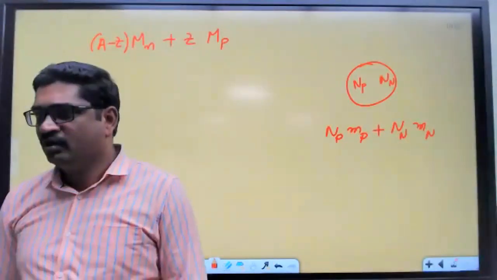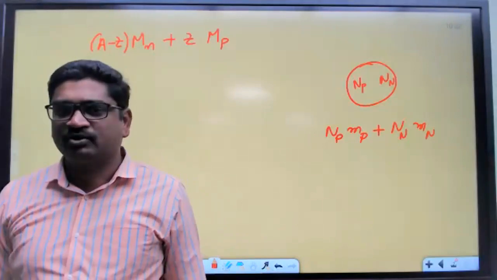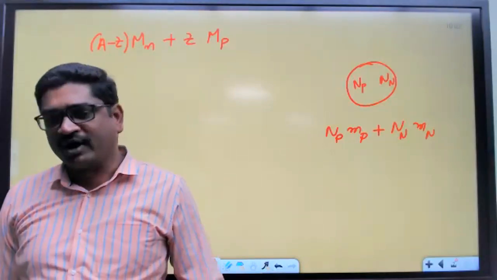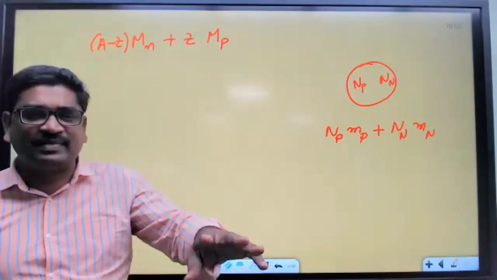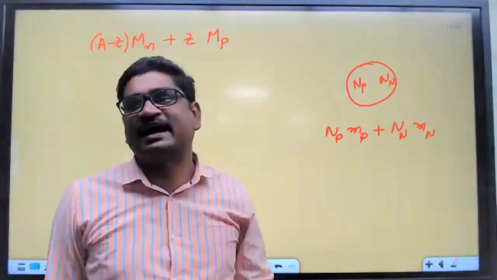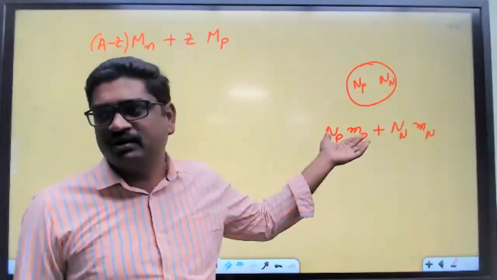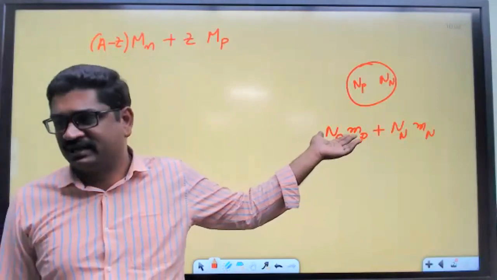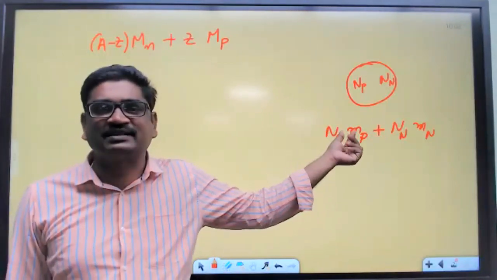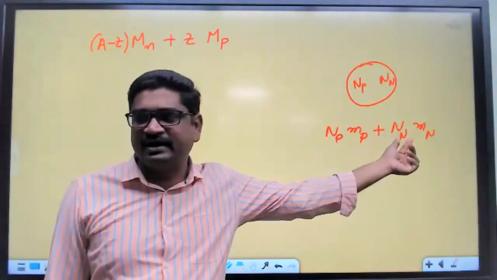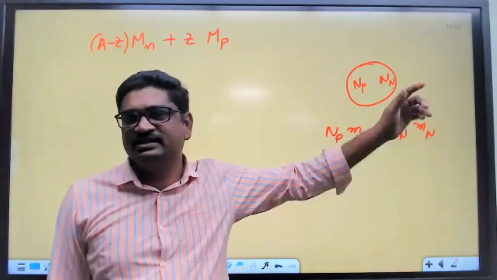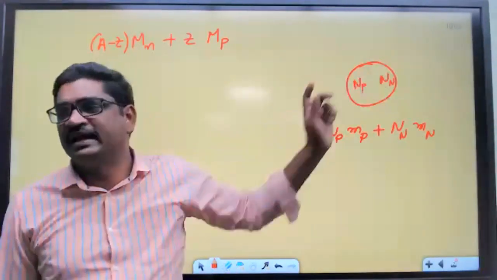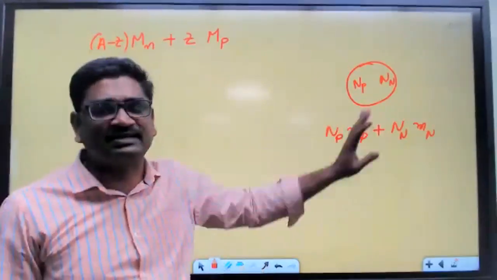Nucleus lo em untai, protons untai, neutrons untai. Total mass kavalante, protons anni protons mass plus anni neutrons mass add cheyali. So this is the total mass: number of protons into mass of each proton, number of neutrons into mass of each neutron. This is the total mass of a nuclei. దీన్ని ఒక nuclei total mass అని చెప్తాం.